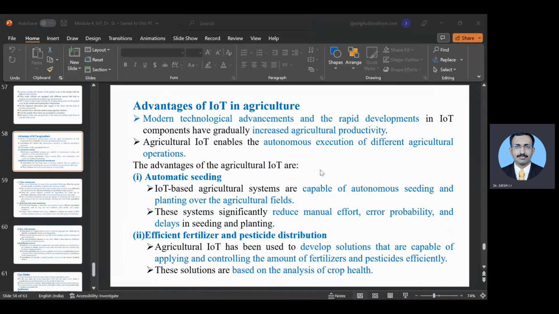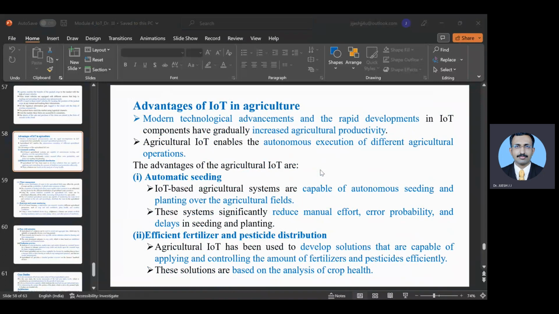Some of you have even taken some projects relevant to agriculture, where you might have seen how the water content or humidity can be measured, and you can connect a pump which automatically pumps the water to the field. It's a very simple project.